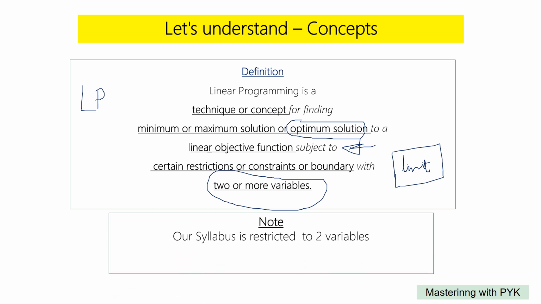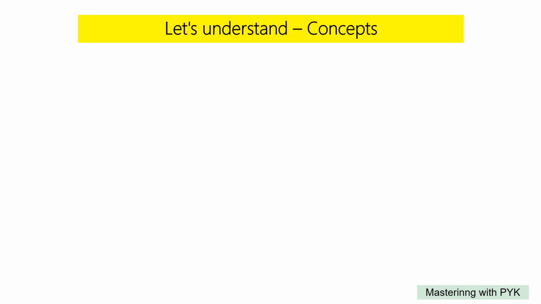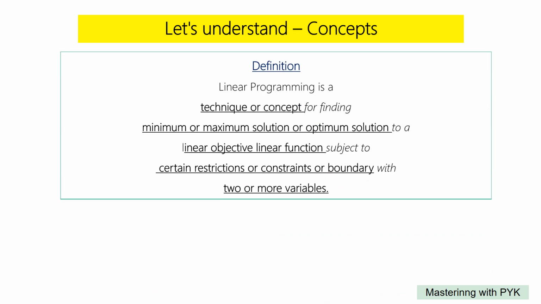Here in our syllabus, we will be only working on two variable concepts, so we are restricting all our questions to two variables. Also, the decision variables, meaning the optimum solution, will be derived only for non-negative quantities. We will not be discussing any quantity which is negative. So let's go ahead. Now we understood what linear programming is. We need a technique, an optimum solution, for which we should have a linear objective function, certain boundaries, and two or more variables.